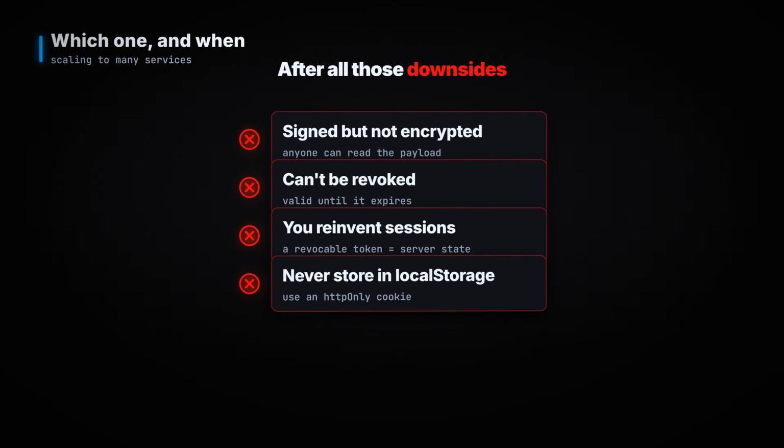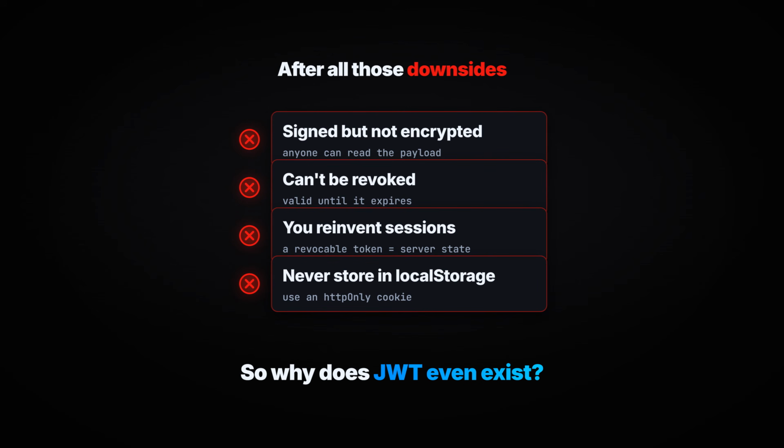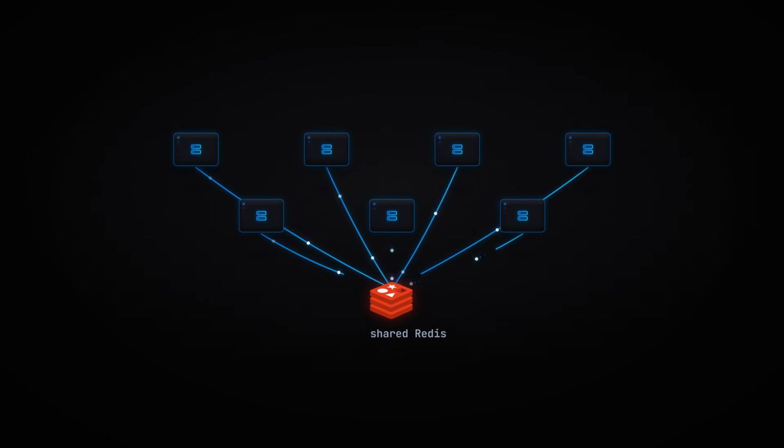So after all those downsides, why does JWT even exist? Here's where it finally makes sense. Imagine one server, then 10, then 50 microservices. Now ask yourself, where should the session live? Every service needs access to it, so you introduce Redis. Now every authentication request depends on that shared store. Plenty of large systems do exactly this. It works. But that shared store becomes another dependency.